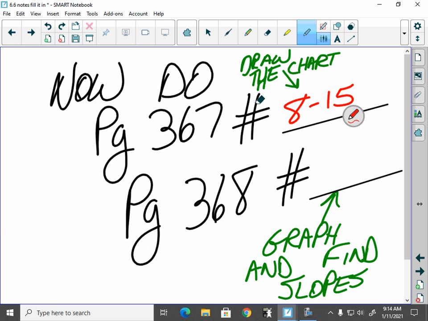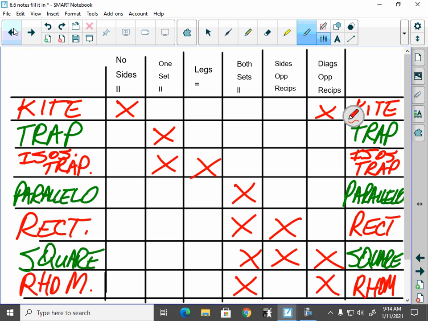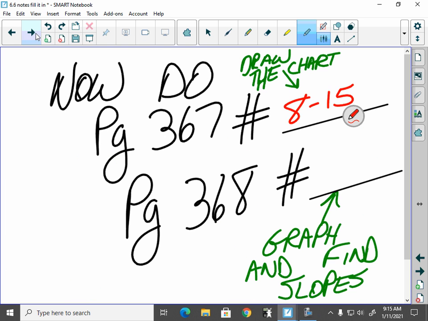It's going to look like this. It's going to look like that. So if you don't want to write the chart, you can just write down the name. So like number 23 is an isosceles trapezoid. Okay. I don't know if that's right, but yeah, you just write down the names. And then on 368, graph and find the slopes. 36 through 41.